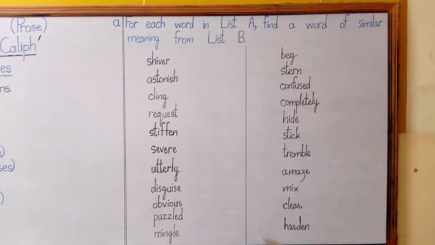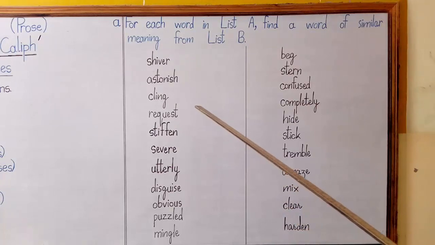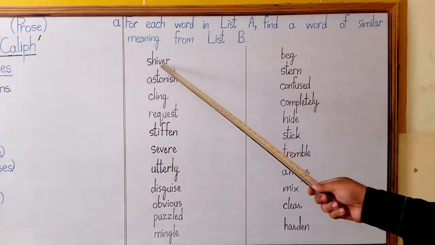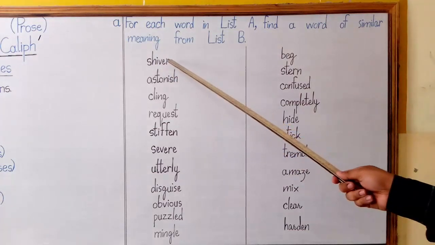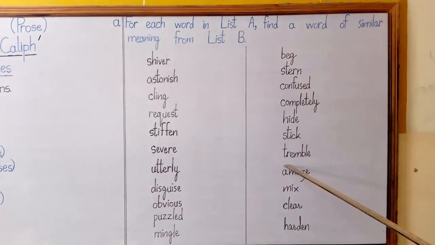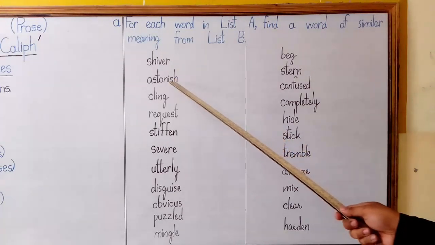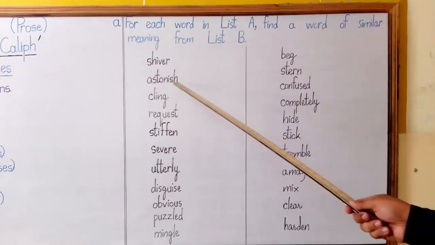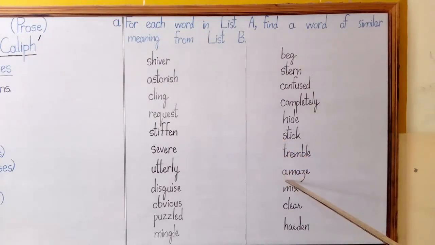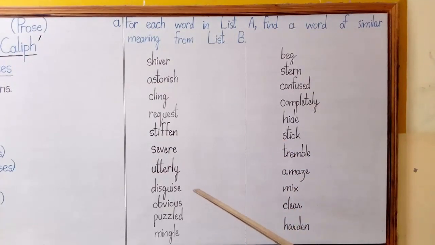And then if you find, like I demonstrated to you, you found a word for shiver, tremble. So you will match this word shiver to tremble with the help of a line. As you found a synonym for astonished, that was amaze, you will match this astonished to amaze with the help of a line. And then I randomly demonstrated to you that you found a synonym for the word utterly, that was completely.